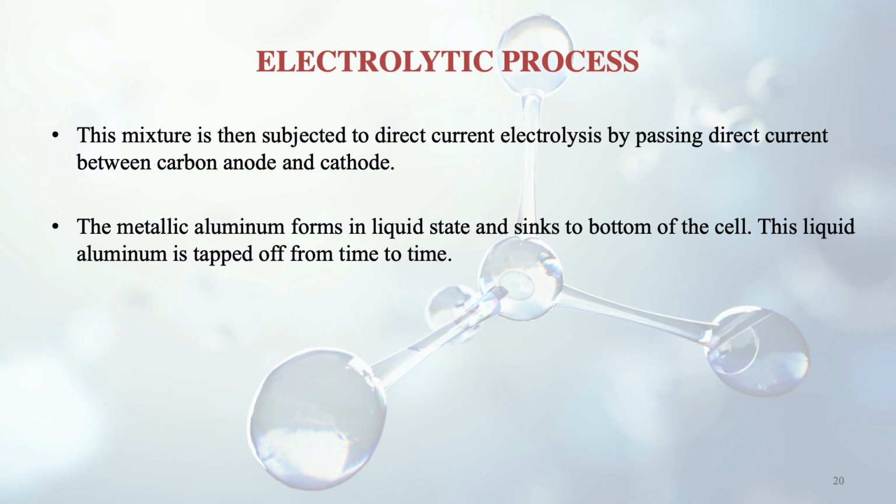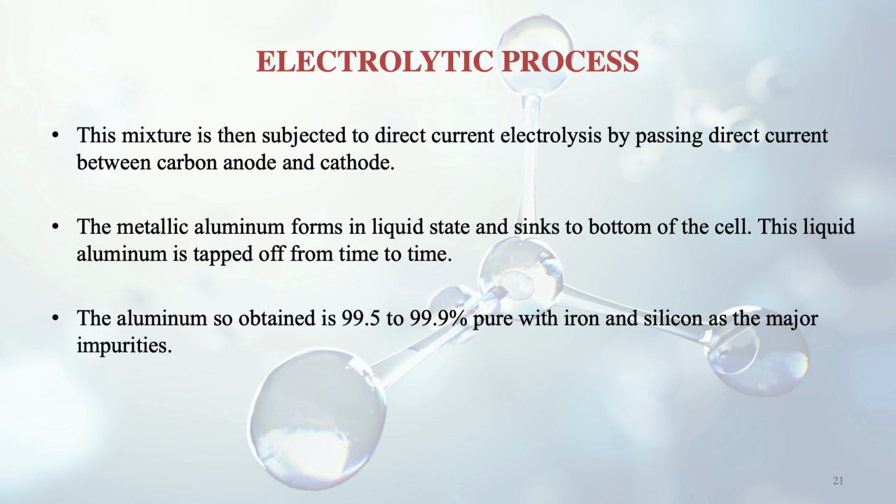The metallic aluminium forms in liquid state and sinks to the bottom of the cell. So this was the whole process, and finally we have got the metallic aluminium, and this liquid aluminium is tapped off from the vessel from time to time. The aluminium now obtained is 99.5 to 99.9% pure, with iron and silicon as the major impurities. So it is quite pure, but still it has iron and silicon as major impurities.